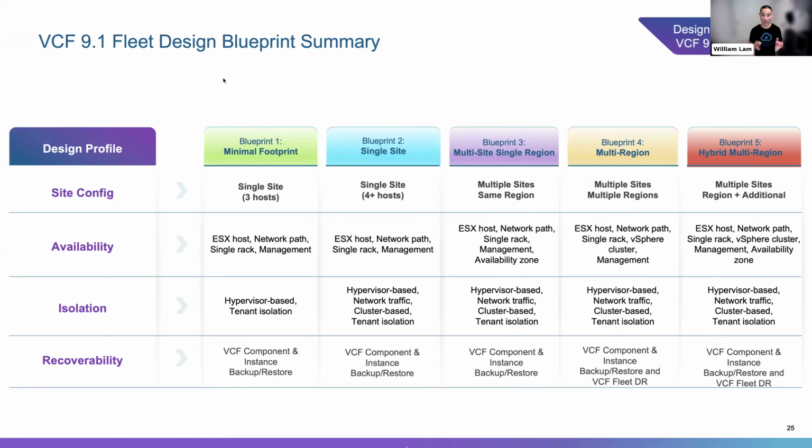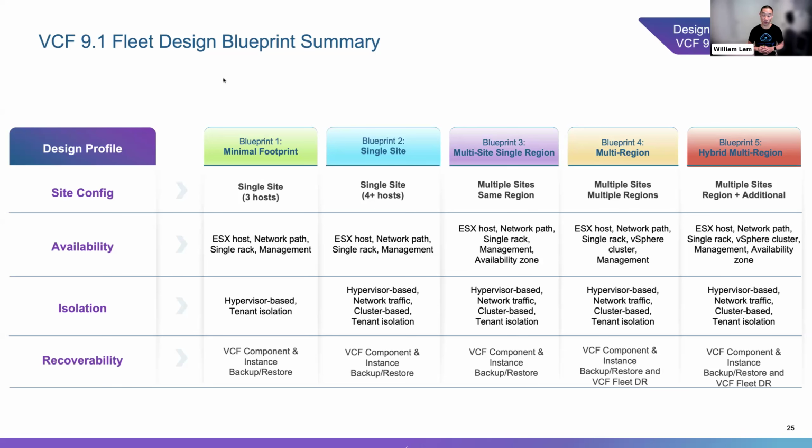We started producing these as of 9.0, and they have been completely refreshed. So if you go to the technical documentation on Broadcom's website and click on the design tab, which I think is the third item down from the list, you're able to find all these different design blueprints with all the different design decisions around things like availability, isolation, and recoverability. This is just a nice summary of the different designs that I just covered in terms of the initial deployment of your VCF 9.1 fleet.